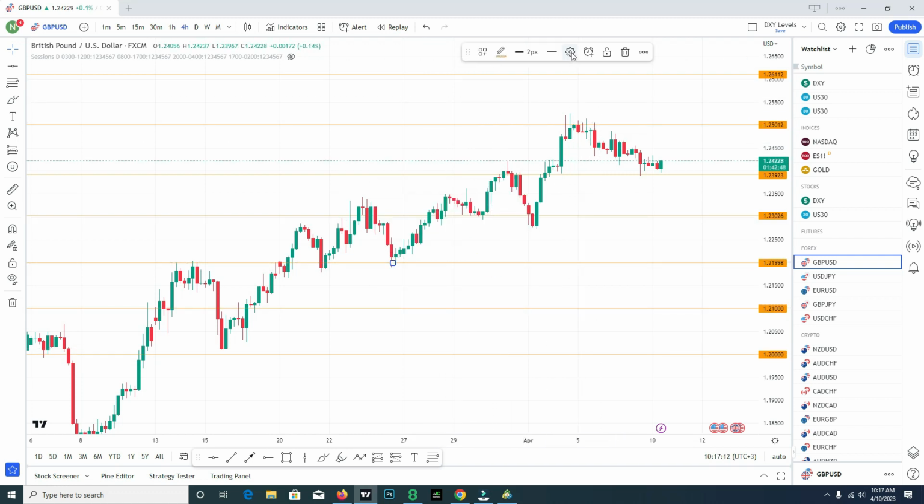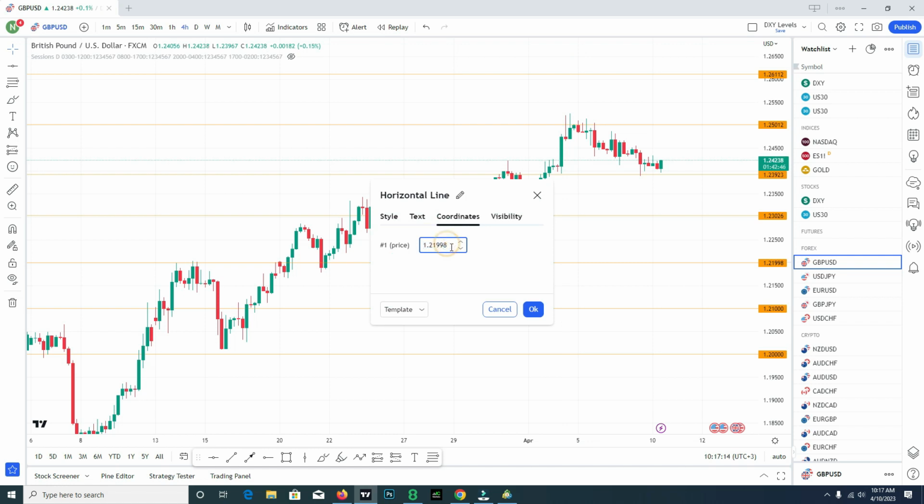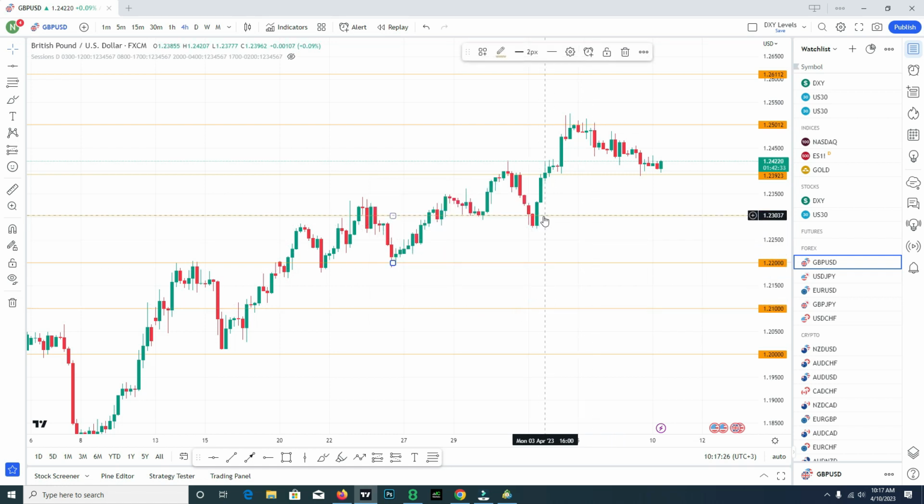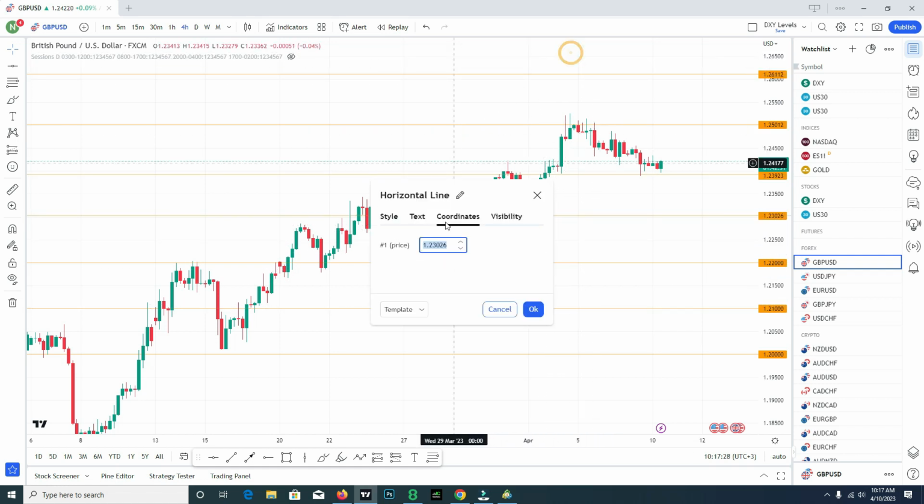So when you're doing these zones, make sure you are accurate on numbers. 1.21000, 1.22000. Never make a mistake on numbers. 1.23000.